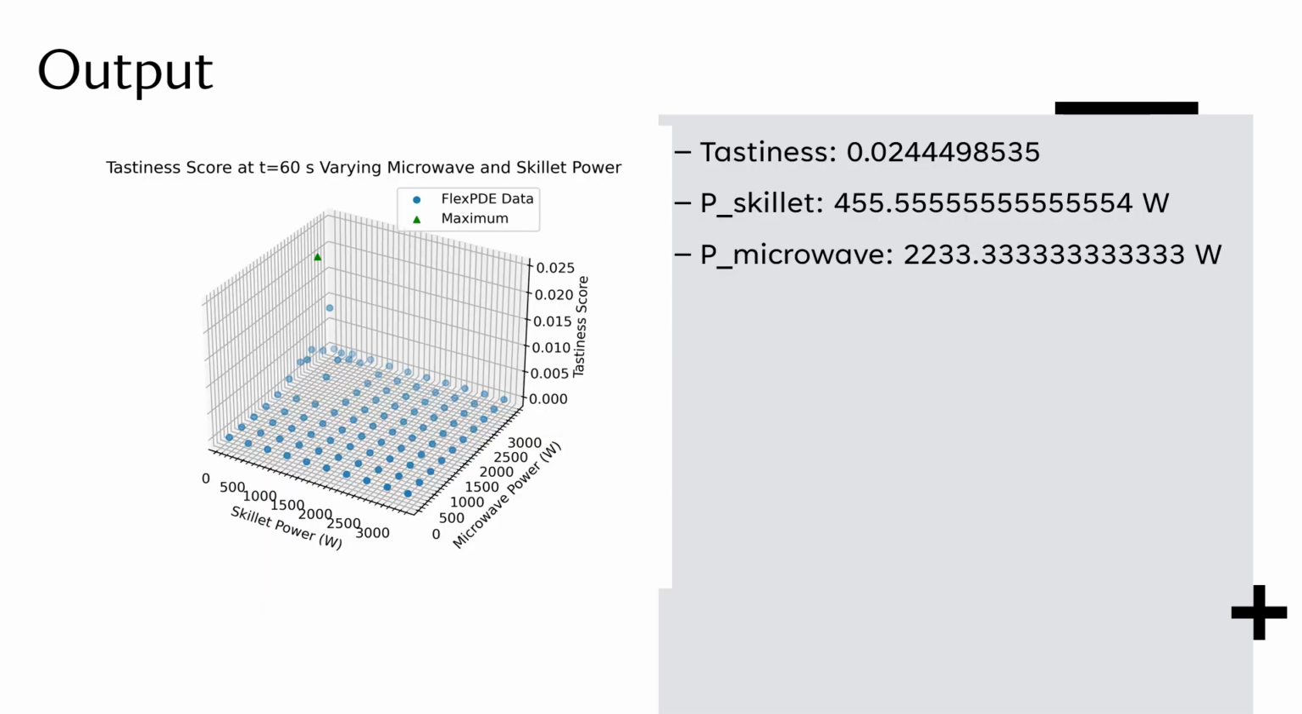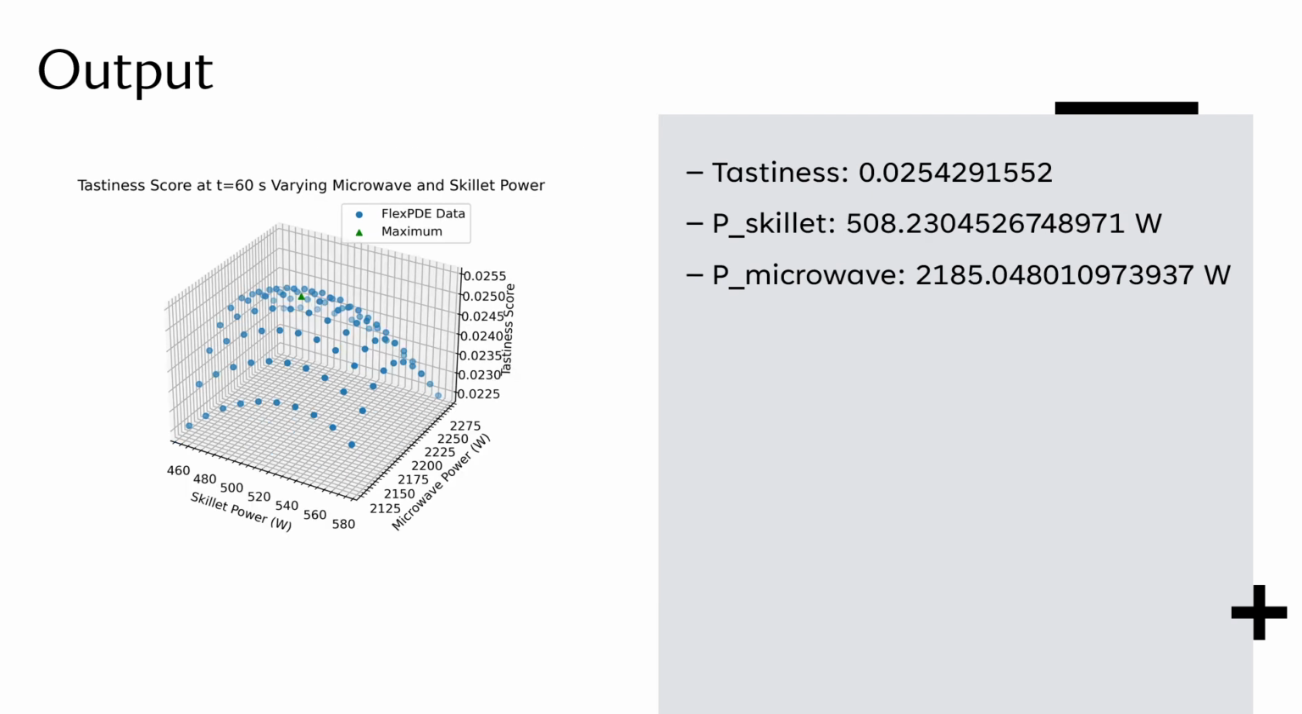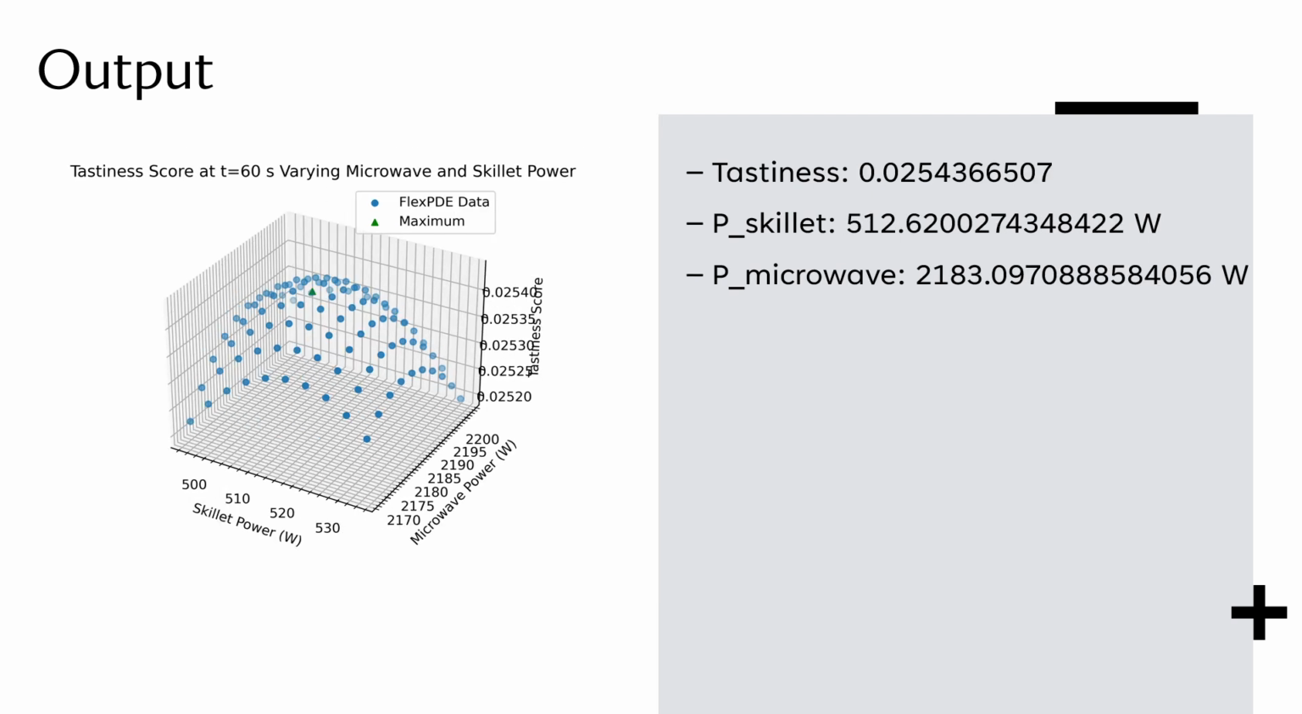So in doing this, our first iteration gave these values and this graph. Second iteration gave these values in this graph. Third one gave these values in this graph. And the final iteration gave this graph and these values.